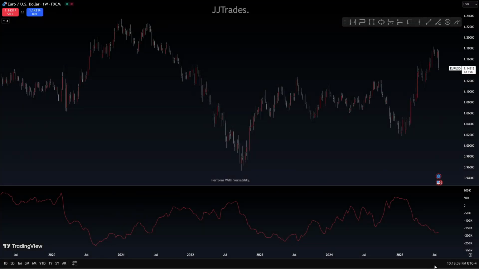JJ has an indicator on this chart. What is he teaching us now? It's probably going to be something dealing with retail because it's an indicator. Nope. Nothing dealing with retail or SMC, also known as smart money concepts. It's something that's been around for a long time. 50 plus years. Yeah, very, very long time.